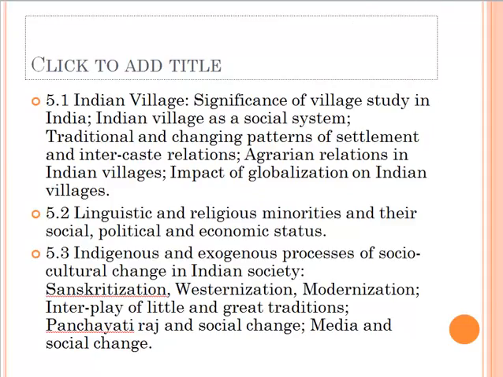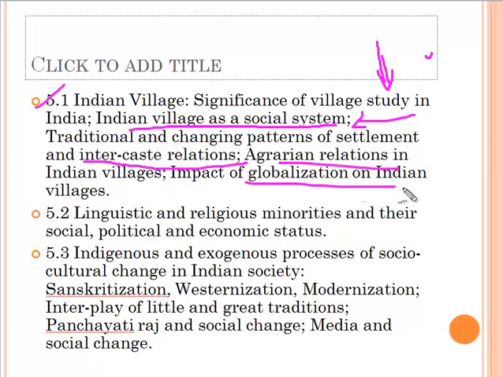Then coming to the fifth chapter, this chapter talks about the Indian village, the significance of village study in India, when the village study started, who are the pioneers of the village study. Before that, the tribal studies were done, so after that the village study started. And how the Indian village system works as a social system, what are the different interlinkages and relationships between different caste groups or people, and then traditional changing patterns of settlement and inter-caste relations, agrarian relations in Indian villages, impact of globalization on Indian villages. So all the relationship between different parts of the Indian village you will study here.